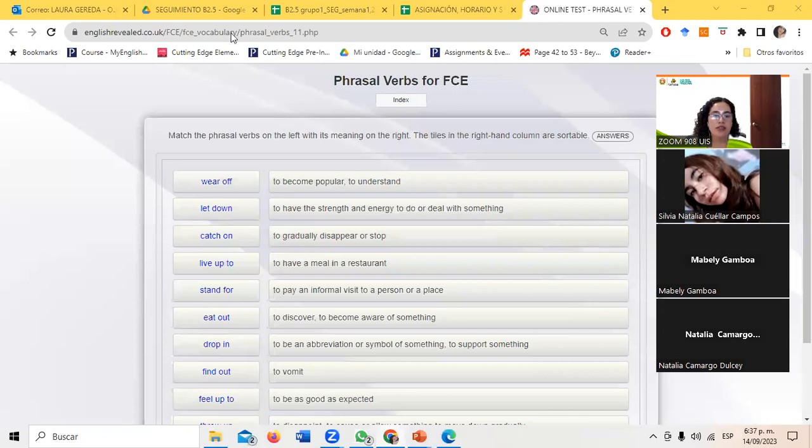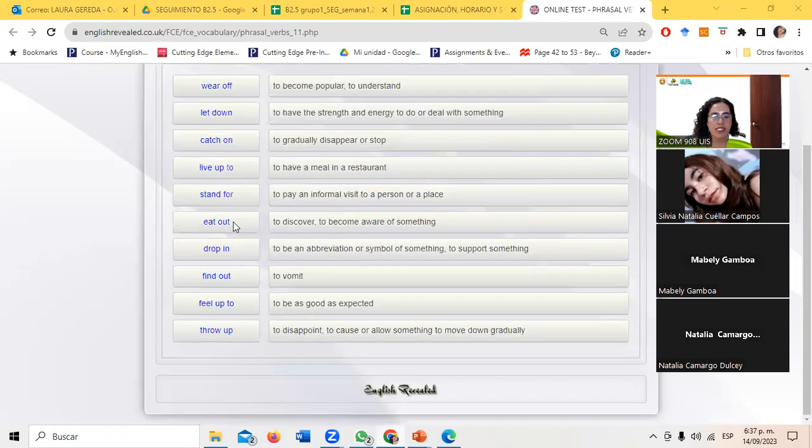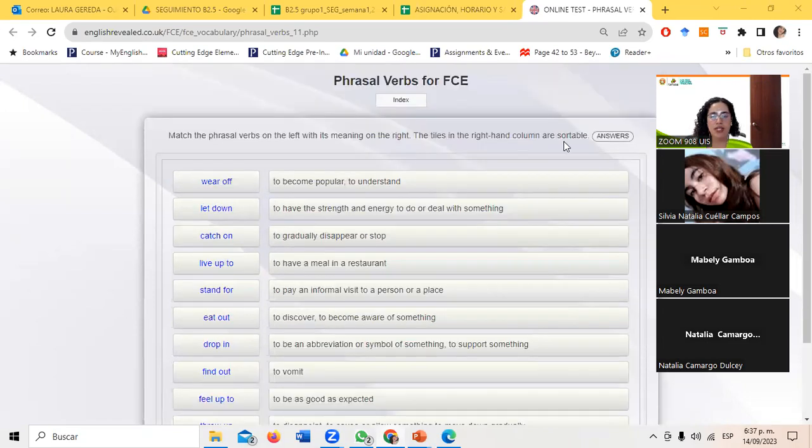So this one is to review some phrasal verbs, okay? To wear off, to let down, to catch on, live up to, stand for, eat out, etc. So for now, we are going to ignore this part. Just try to do it on your own. Match the phrasal verb with the meaning on the right, okay?